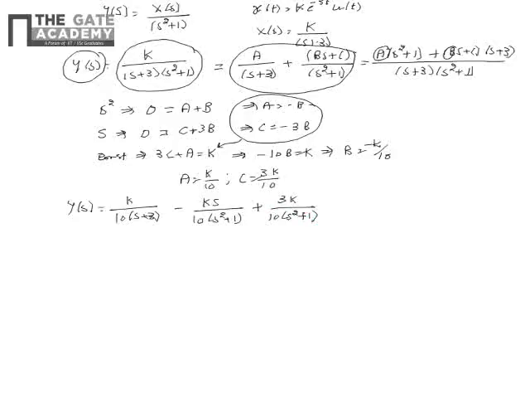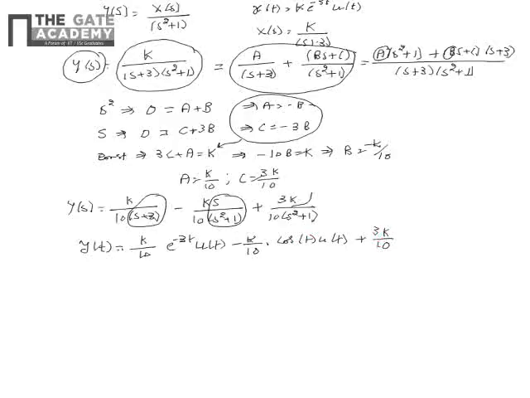Now let us take the inverse Laplace transform on both sides of the above. Therefore y of t is equal to L inverse of y of s, which is k by 10 multiplied by L inverse of 1 by s plus 3, which can be written as e power minus 3t u of t, minus k by 10 multiplied by L inverse of s by s square plus 1, which can be written as cos t u of t, plus 3k by 10 multiplied by L inverse of 1 by s square plus 1, which can be written as sin t u of t.